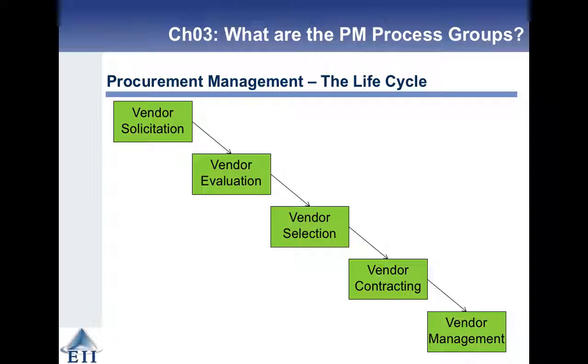So you're almost certainly going to be buying stuff from somebody else, whether it's a software contractor or furniture or whatever it is. And you need a process for that procurement: solicitation, evaluation, selection, contract, and vendor management. It's not okay to just go out and buy stuff. You need to control what you buy, because you need to control the costs that your project is incurring.